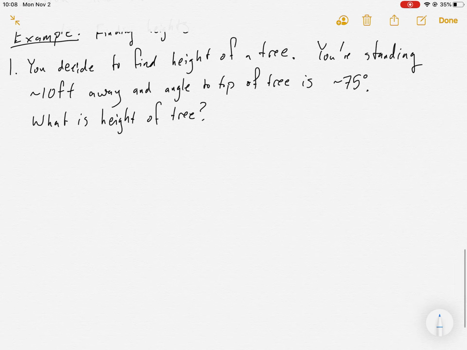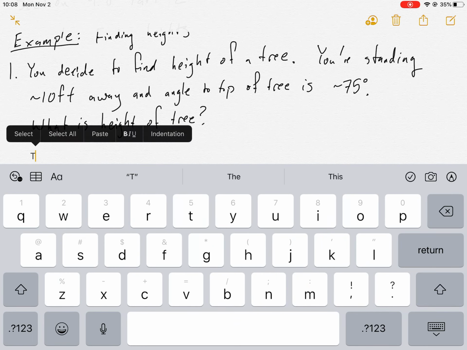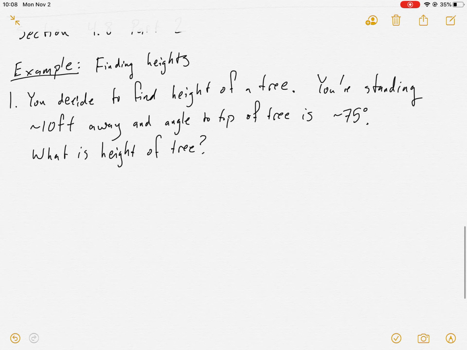So the first thing to do is going to be to draw a sketch. So we have our tree. Sorry, it looks like I started the keyboard somehow. So we're going to have our tree, and then you have someone standing 10 feet away. And see how we made that nice right angle there. And so now we have 75 degrees.